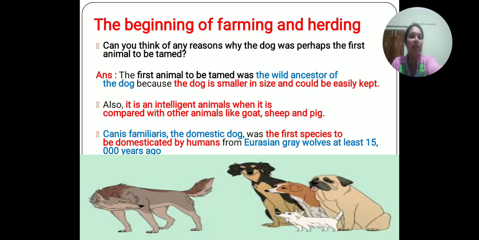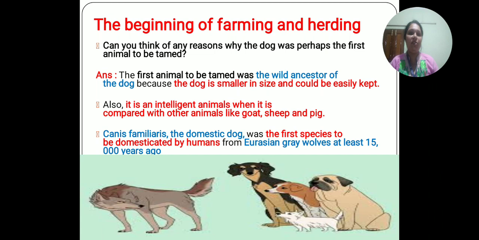Canis familiaris, the domestic dog, was the first species to be domesticated by humans from Eurasian grey wolves at least 15,000 years ago. So this was the wild ancestor of dogs. You can see the picture, the wolf. The dogs looked earlier like a wolf only. And then when the early people tamed them, the dogs looked like this, as seen on the right hand side in the picture of the dog.